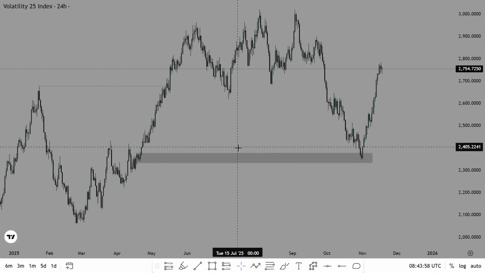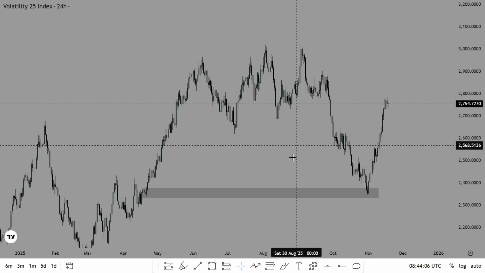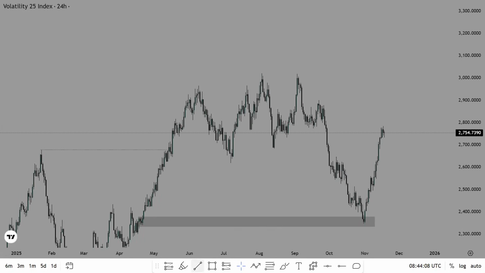I'm going to be marking out my real break of structure right from the higher time frame. And you can see I have my break of structure marked to the upside here. Now, on this higher time frame, this is not a break of structure for me. Take a look at it. This is not a break of structure for me on the higher time frame. I am not classifying that as a break of structure.